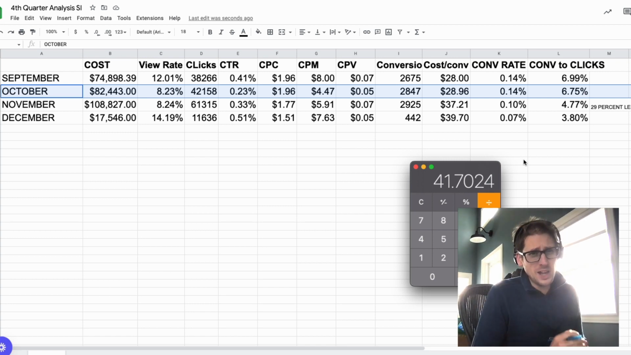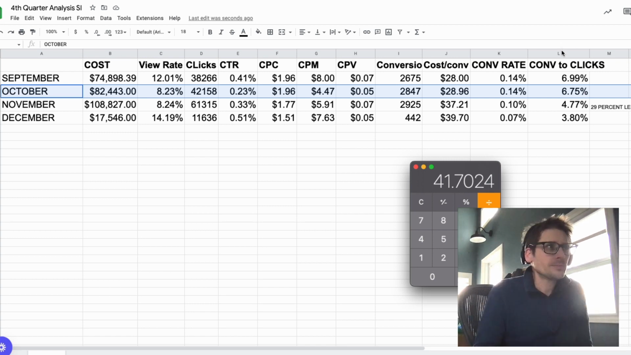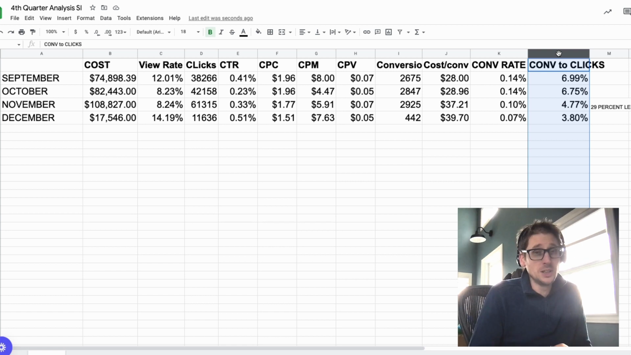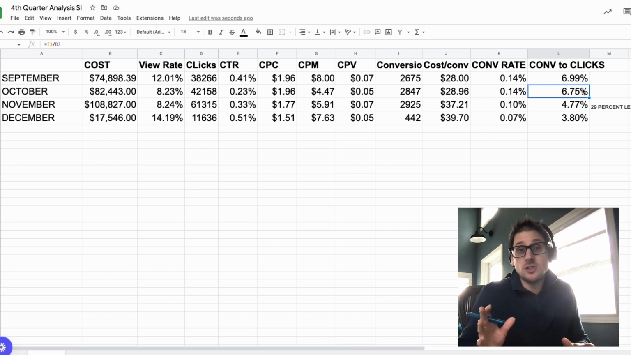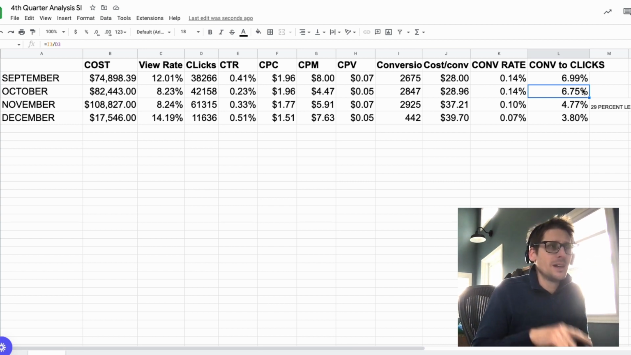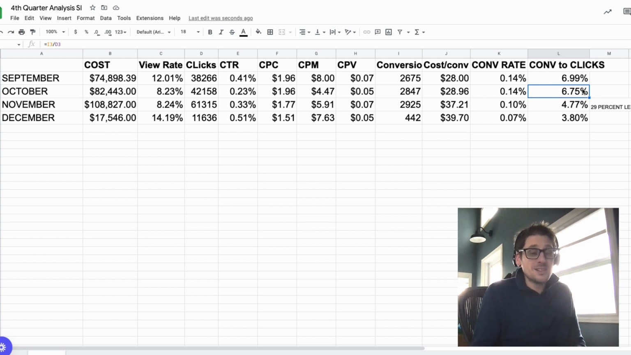What should we be looking at here to try and fix this? Number one, we should be looking at our landing page, right? We should be looking at, can we get a landing page back up to convert at this 6 or 7%? Everything else equal, our campaigns will do better, right? That's the first thing. The second thing we should be looking at is the ads.